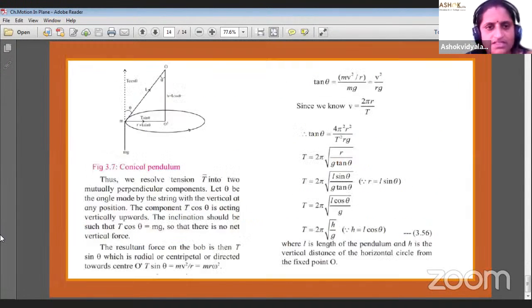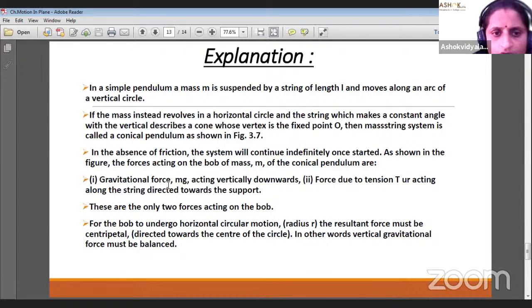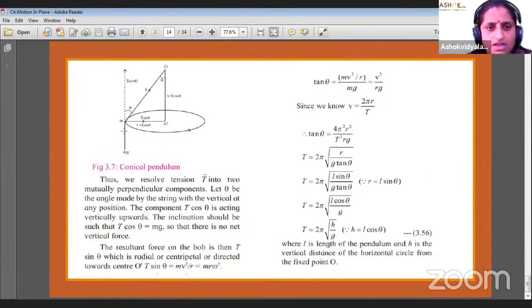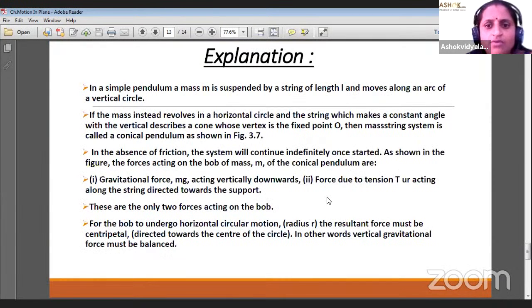Here in this diagram, first one is the gravitational force mg acting vertically downward. See, this one is the mg, vertically downward. Then the force due to tension T is acting along the string, directed upward towards the support. There are only two forces acting on the bob. For the bob to undergo horizontal circular motion of radius r, the resultant force must be centripetal, that is towards the center of the circle, and the other force, the vertical gravitational force, must be balanced.